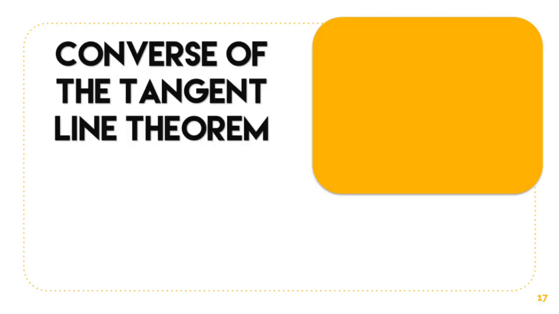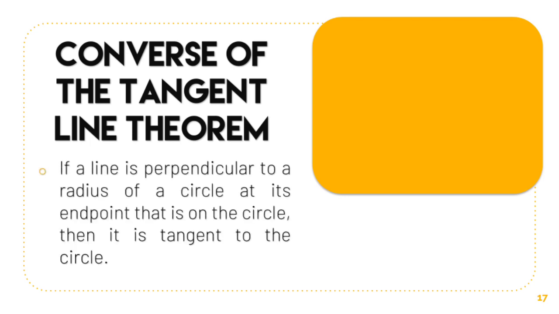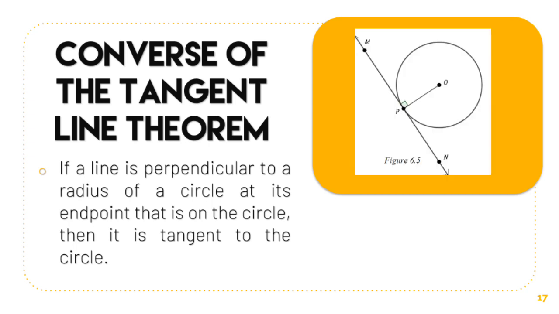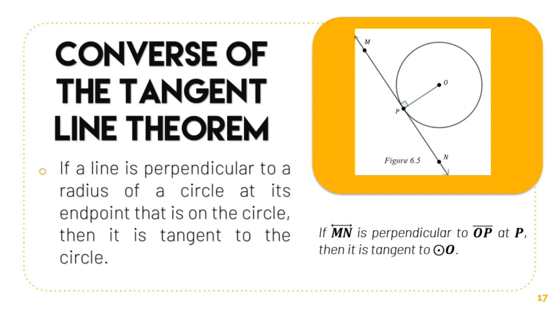The second part of the theorem states that if a line is perpendicular to a radius of a circle at its endpoint that is on the circle, then it is tangent to the circle. It is also called the converse of the tangent line theorem. To illustrate, let's have again figure 6.5. If line MN is perpendicular to segment OP at P, then line MN is tangent to circle O.